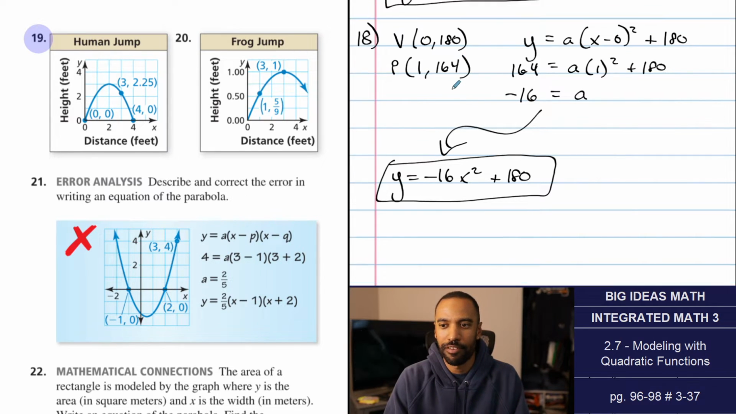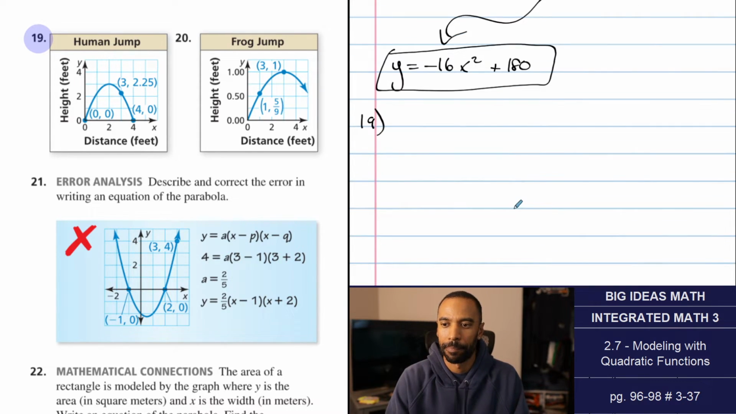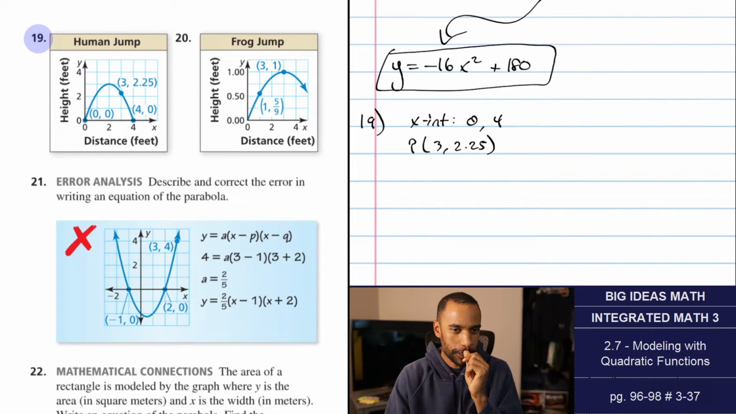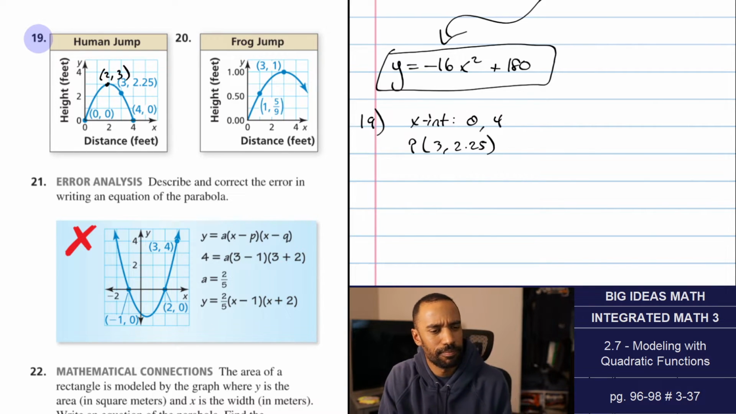On number 19, we don't have a vertex, but we do appear to have the intercepts. So we're totally going to use intercept form here. We have x-intercepts of 0 and 4. We have a point that we go through that is 3, 2.25. I'm going to work off of this. Looks like this is the vertex though at 2, 3. If I had to guess, we're going from 2 to 4 and we're going over 3 to negative 3.